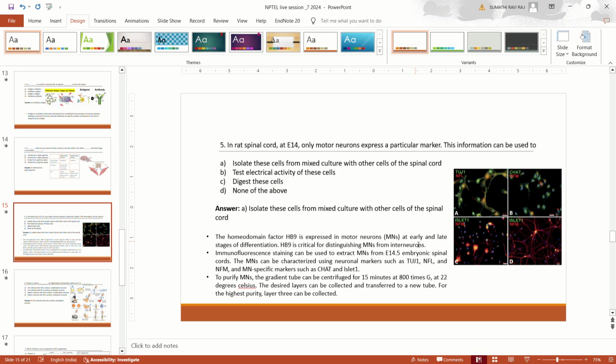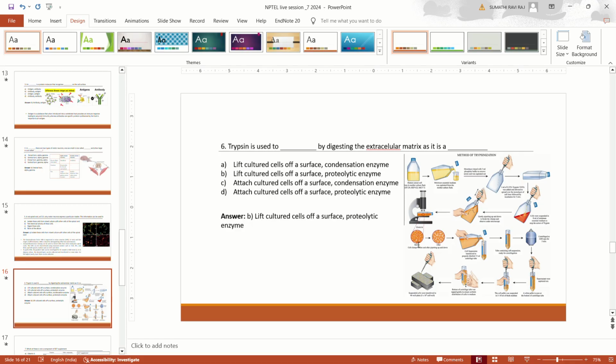So you can use them and easily identify your type of cell. Next, trypsin is used to dash by digesting the extracellular matrix as it is a dash. Options: lift the cultured cells off a surface, condensation enzyme; lift the cells off a surface, proteolytic enzyme; attach the cultured cells, condensation enzyme; attach the cultured cells, proteolytic enzyme. So your trypsin we have discussed before, it's a proteolytic enzyme and it is used to detach your cells from the surface. So the answer is B, lift your cells from the surface, and it's a proteolytic enzyme.